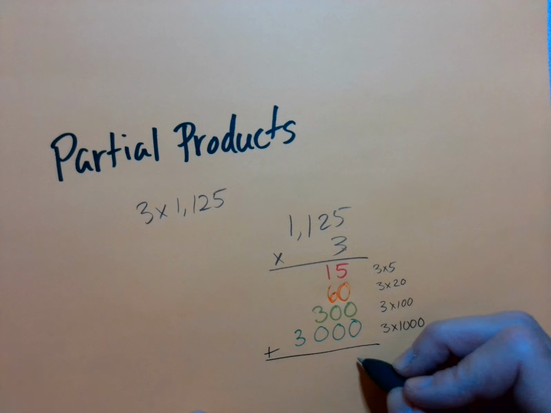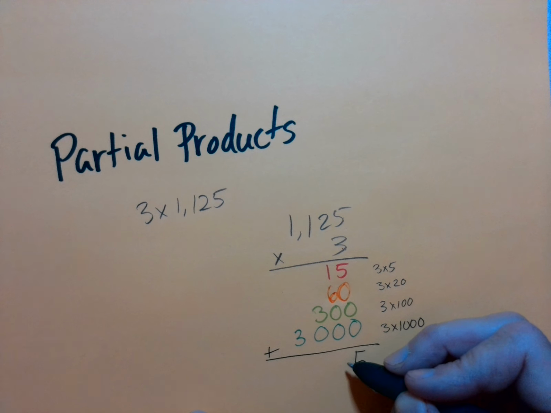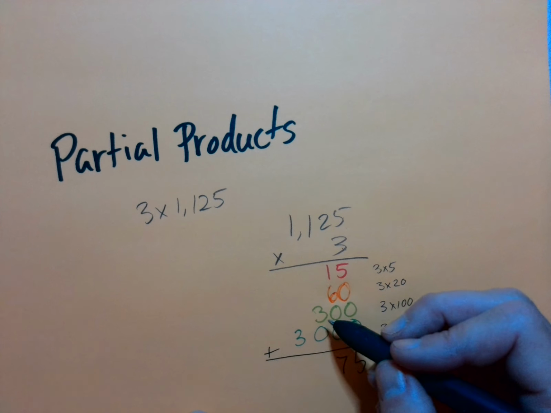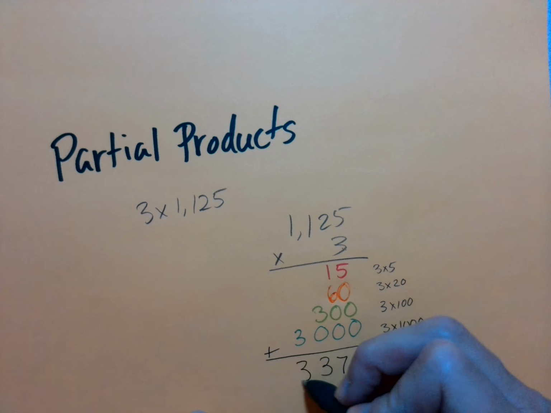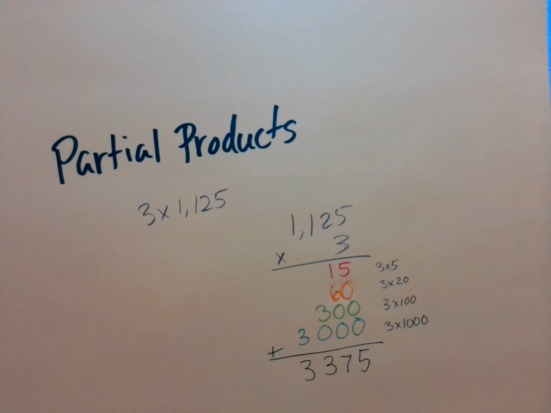So I still have that 5, 7, and then 3, and a 3. So 3,375. So in this case, I did exactly the same thing.